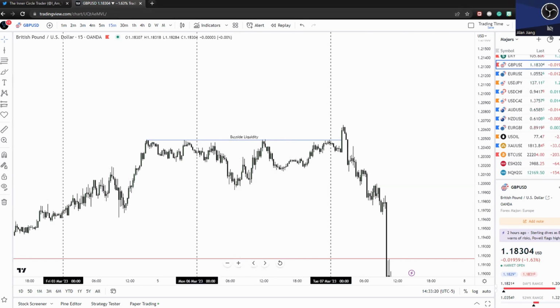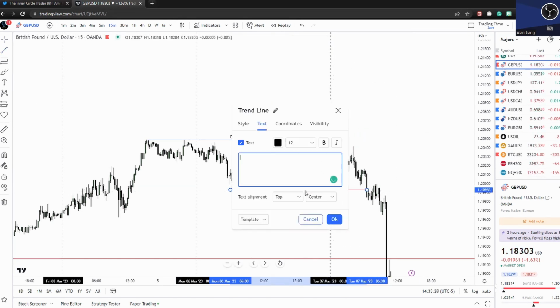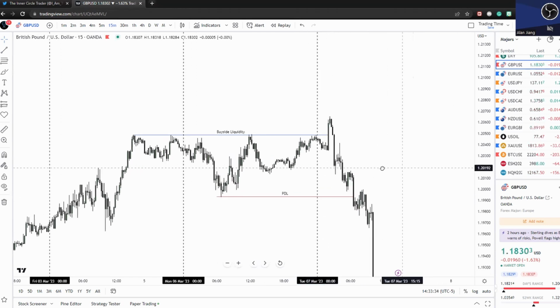So this is the previous day's low, right? This is our first target, right? As you can see, let's draw that red. Previous day low. Oops, previous day low. Boom. Previous day's low right there.